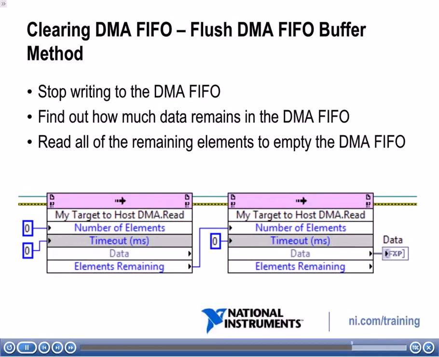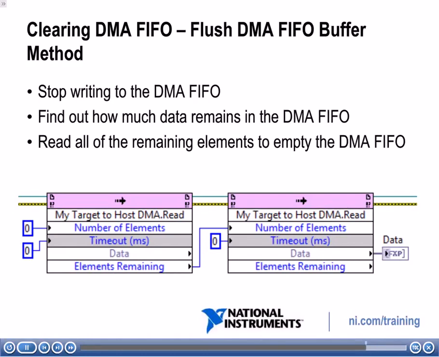Now let's talk about clearing a DMA FIFO by using the flush DMA FIFO buffer method. If you want to clear a DMA FIFO this way, the first thing you need to do is stop writing to your DMA FIFO. So let's say we had an overflow condition. First thing you want to do is stop writing to that DMA FIFO. The next thing is you can find out how much data is remaining in that DMA FIFO, and then if you read all the remaining elements, you can empty that DMA FIFO.